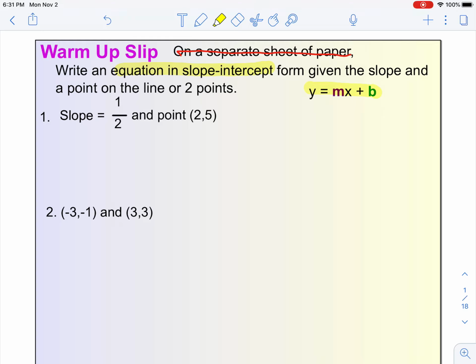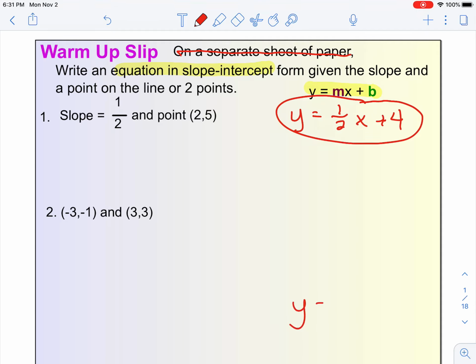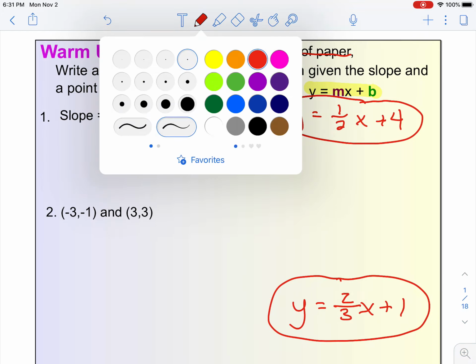So your equation for number 1, when all is said and done, you should have y equals 1/2 x plus 4. That is the correct answer, okay? And for the second one, you should have y equals 2/3 x plus 1. So if you got either of these wrong, listen for the explanation.